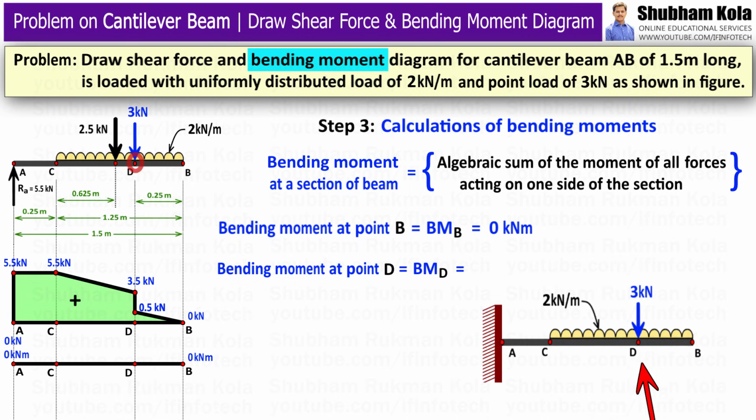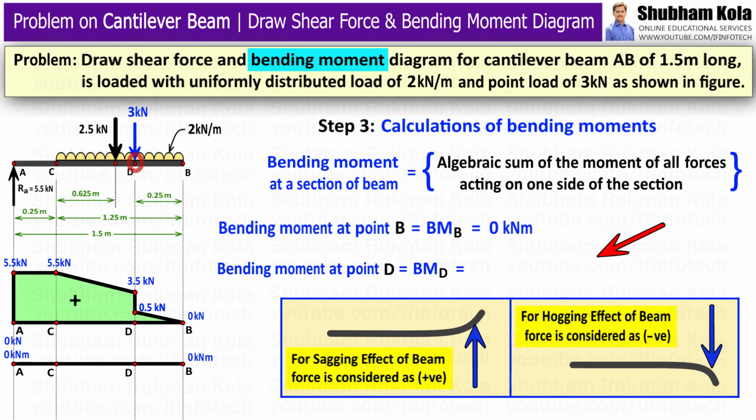Here you should remember, in case of a cantilever beam, while you are doing the calculations for bending moment at a particular point, you should always add the moment of all the forces present from the free end of the cantilever beam up to that particular point at which you are calculating the bending moment. And for bending moment calculations, our sign convention is: for sagging effect of the beam, the force is considered positive, and for hogging effect of the beam, the force is considered negative.